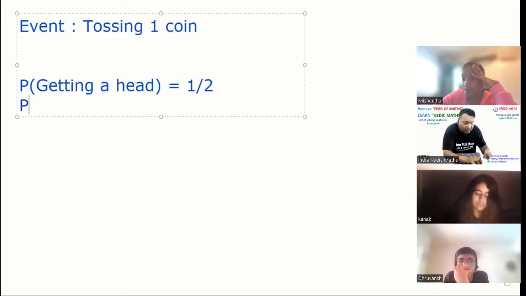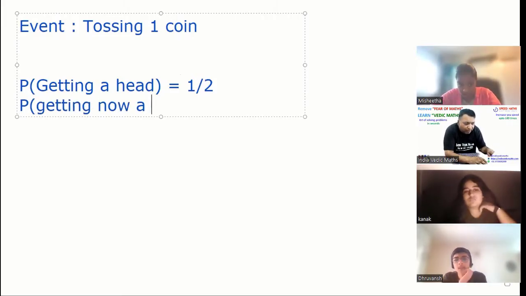What is the probability of getting a tail?